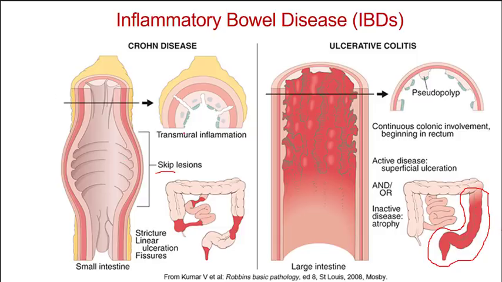Another point to make is that when it comes to Crohn's disease, the inflammation affects all layers of the wall that make up the bowel. And so we get transmural inflammation. So you can see all the different layers here that we know make up the intestinal tract, and you can see the transmural inflammation. Whereas when we look at ulcerative colitis, it's important to know that it only affects the mucosal layer.